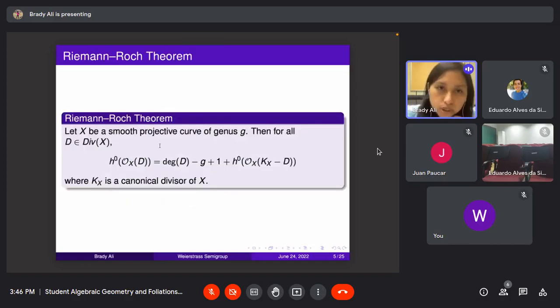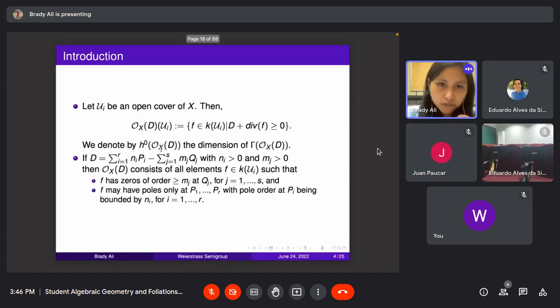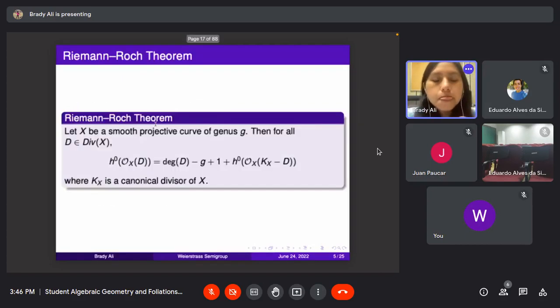Now I'm going to introduce the Riemann-Roch theorem. The Riemann-Roch theorem helps us to find the dimension of this sheaf. The dimension of this sheaf is equal to the degree of the divisor D minus g plus 1 plus the dimension of the sheaf O_X(K_X minus D), where K_X is the canonical divisor of the curve X.